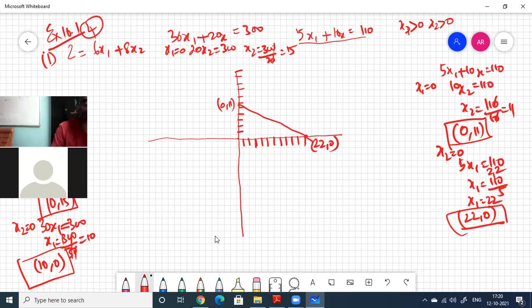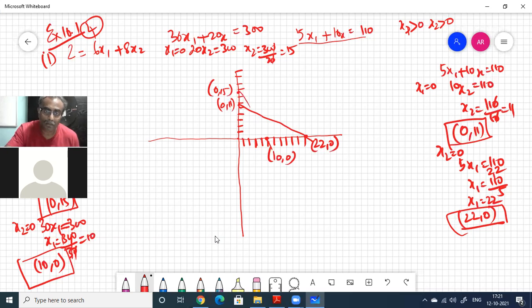5x1 plus 10x2 equal to 110. First line is 0, 15 to 10, 0. 0, 15: 2, 4, 6, 8, 10, 12, 14, 15. So this is 0, 15. Then 10, 0: 2, 4, 6, 8, 10. So this point is 10, 0. From here you have to draw here. Okay, here you are intersecting.